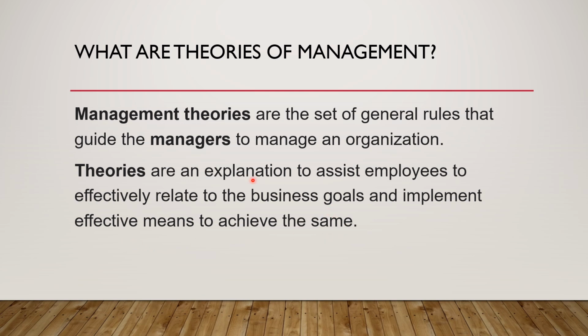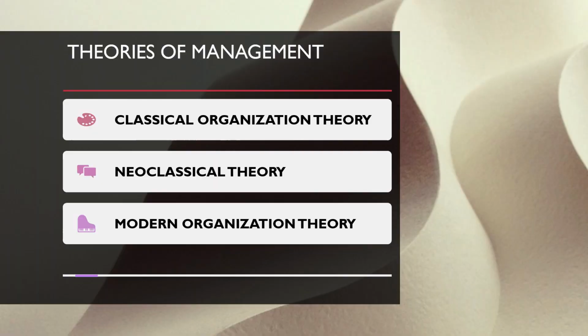Now these theories, what will they do? They will tell the employees what the business goals are and how to effectively achieve them. There are three theories of management. The first is classical organization theory, second is neoclassical theory, and the third is modern organization theory. Today we will be discussing classical organization theory.